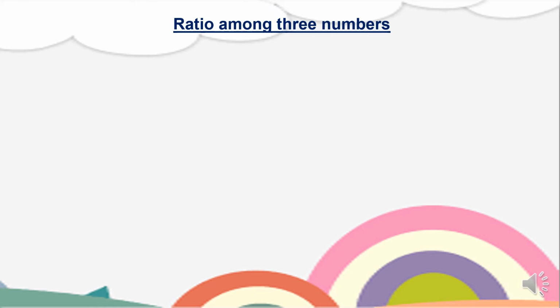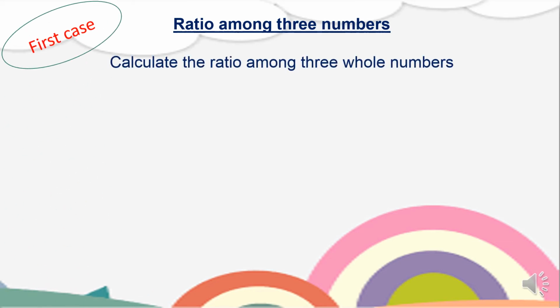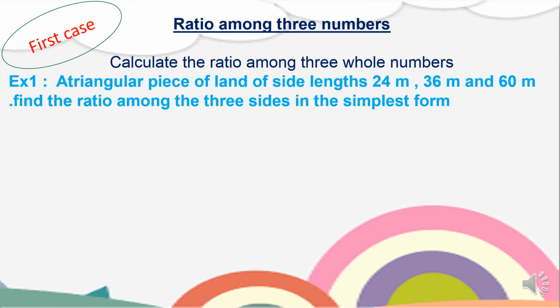Now, I have a ratio among three numbers. The same. First case. Calculate the ratio among three whole numbers. A triangular piece of land has side lengths 24 meters, 36 meters and 60 meters. Find the ratio among the three sides in the simplest form.